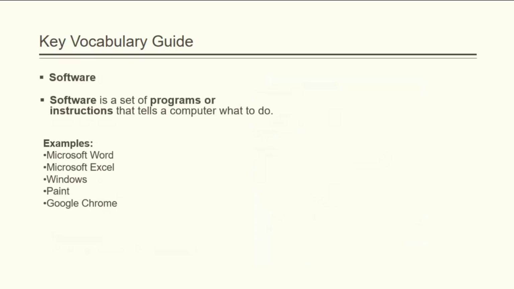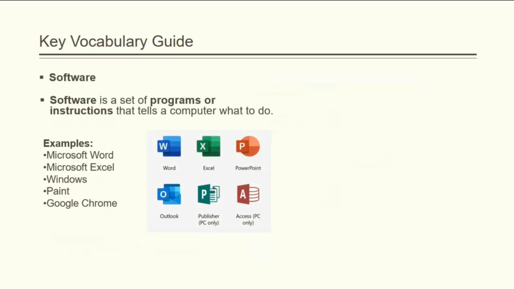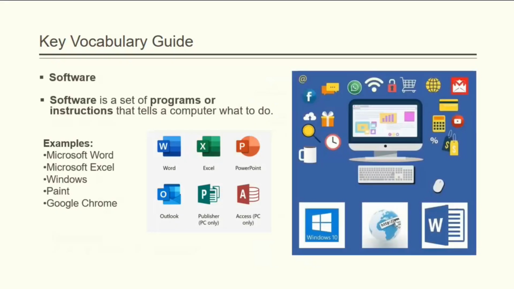These are some of the examples of a software. We have Microsoft Word, Microsoft Excel, Windows, Paint, Google Chrome. These are all software programs. And as you can see, the picture displays some of these software programs.